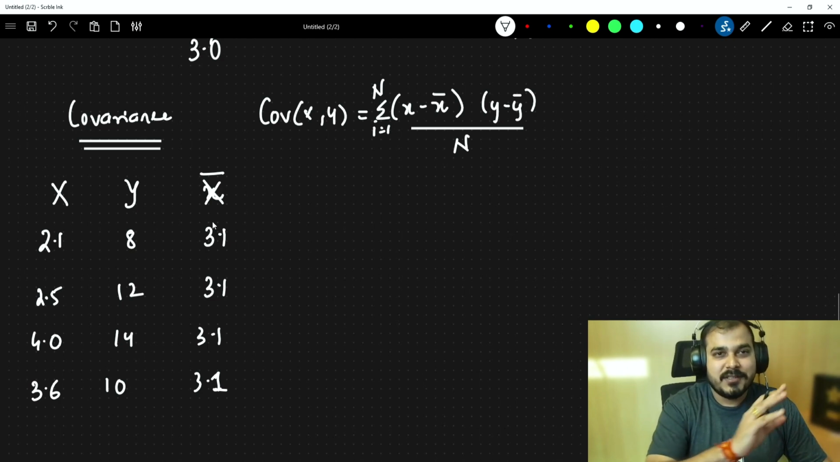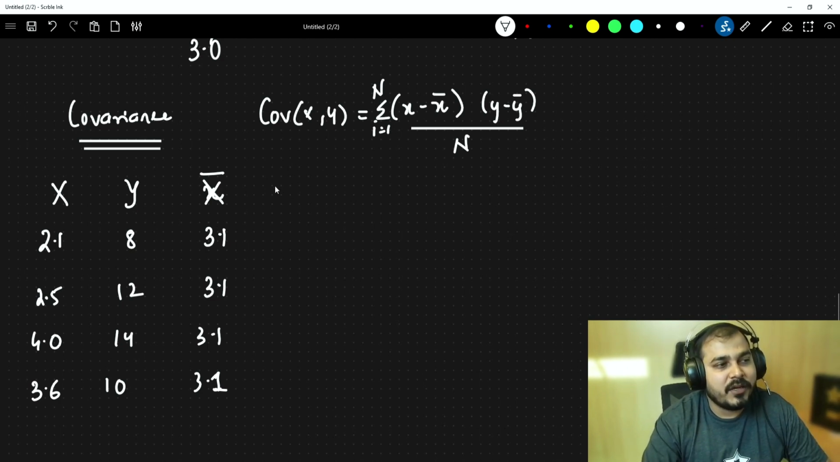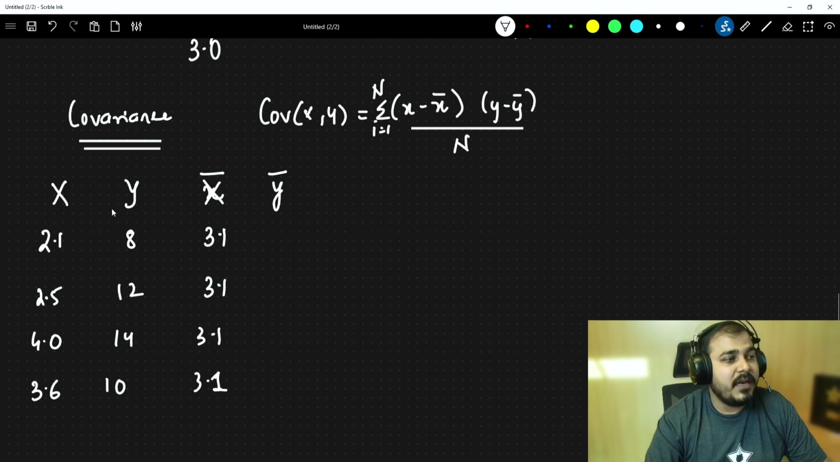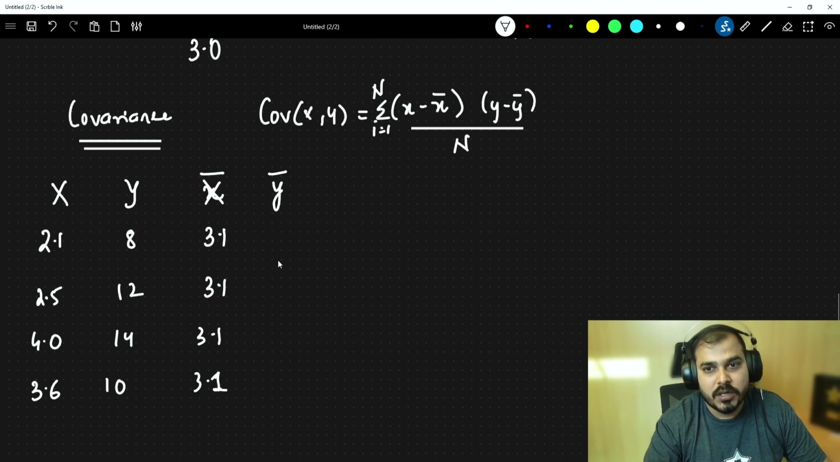Instead of wasting time, I'm going to directly write the value with respect to the calculation, but you do it. Similarly, for this y bar, if I want to find it, again it is the summation of all these particular values divided by 4, the total number of values. So here I'm getting 11.